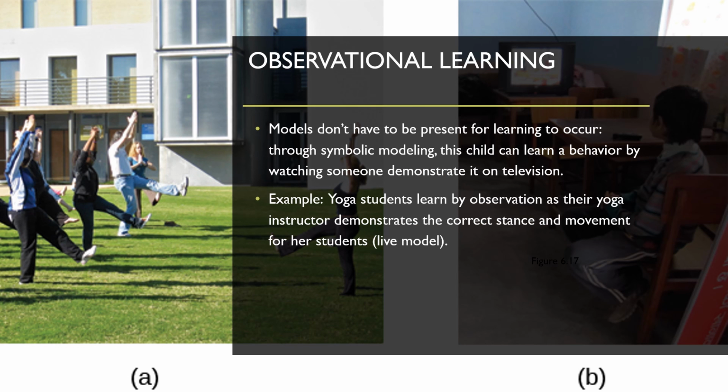Some examples here: we have yoga students who learn by observation, with the correct stance and movement. And models don't have to be present for learning to occur. You can watch someone do something on television. We could think about a parent who is maybe struggling with their child's behavior and not knowing how to intervene or what to do. And so perhaps in family therapy, the therapist may show the parent some videos on how to respond, or some different ways to respond, or options that are healthy for both the parent and the child, or perhaps the therapists themselves model that behavior.